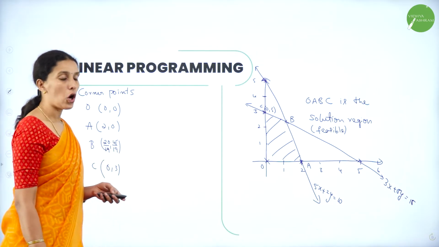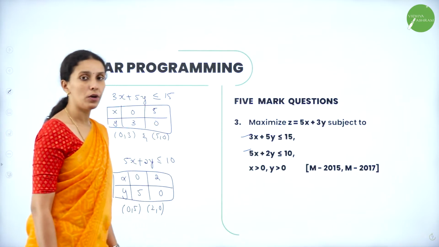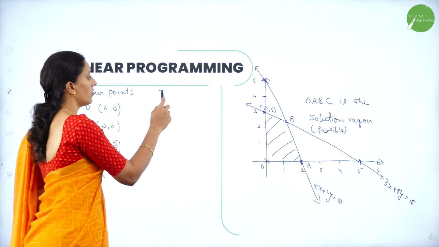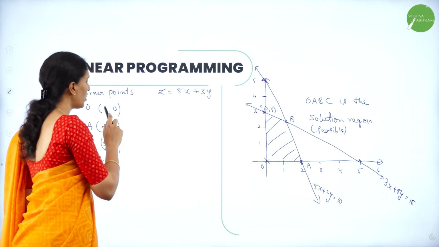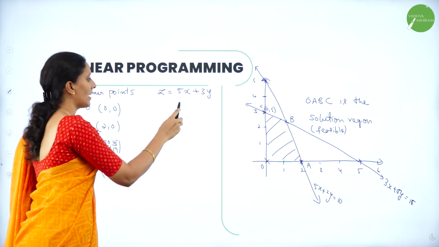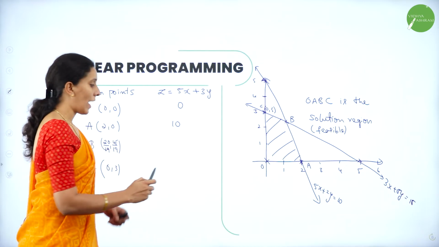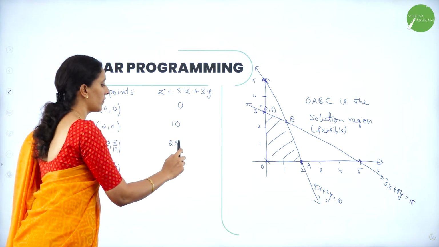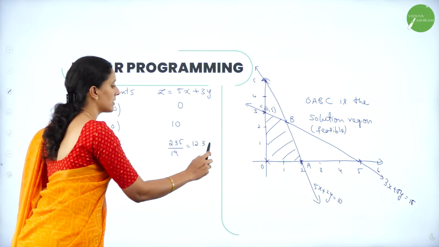Now which is my objective function here? My objective function is z is equal to 5x plus 3y. Substitute the values of x and y and calculate it. For the first one, I'll get 0. For the second one, it is 10. When you calculate it, you will get 235 by 19, which is approximately 12.37.